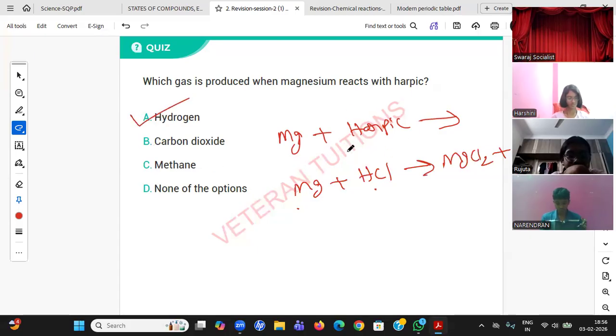Harpic means blindly take HCl. Understood, Aparna? Where does this methane come from?